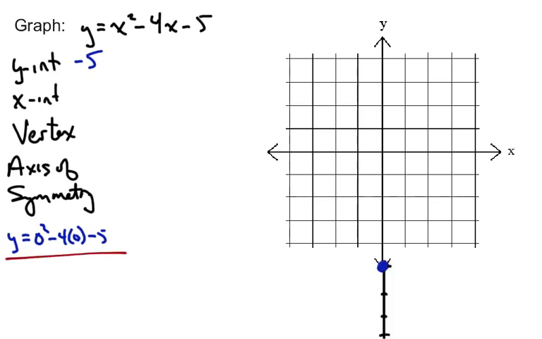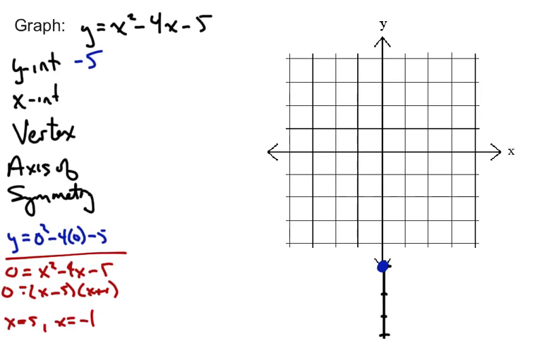To find the x-intercepts, we've got to set y to 0 and solve this. So we can factor it into (x minus 5)(x plus 1). And there are our two x-intercepts at x equals 5 and x equals -1. So we plot them. Here's 5. There's -1.